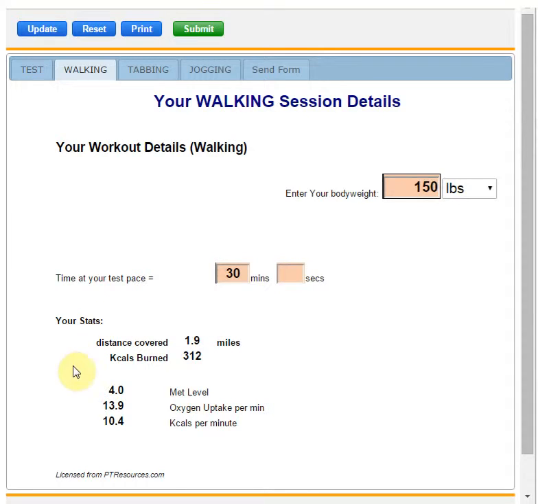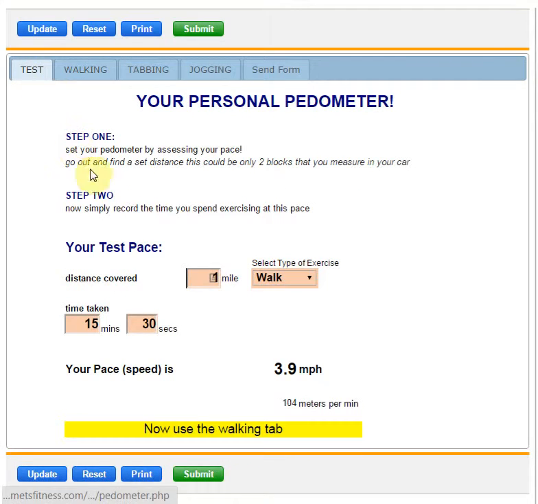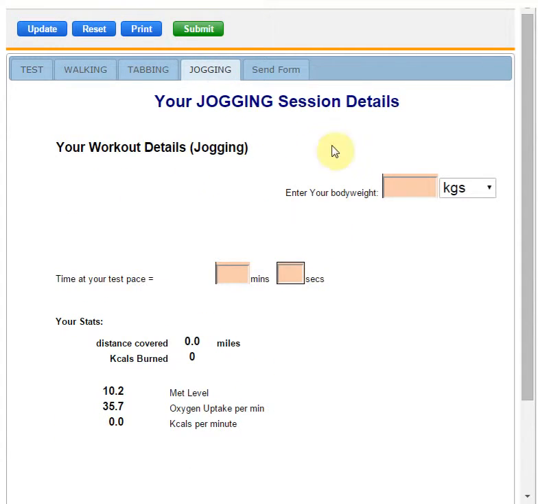Now if this test was jogging. So let's say they jogged a mile and it took them, let's say, 10 minutes. Okay. Then their pace is 6 miles per hour. They're going to go to the jogging tab here, and as you can see, it's the same information, only we're going to change this part here in these predictions based on the fact that they're jogging. So you can see how this form works.